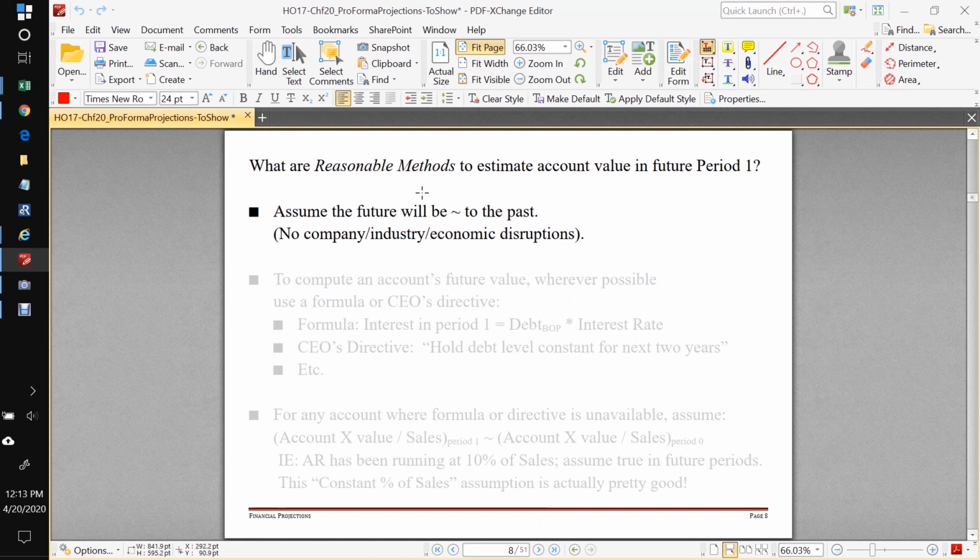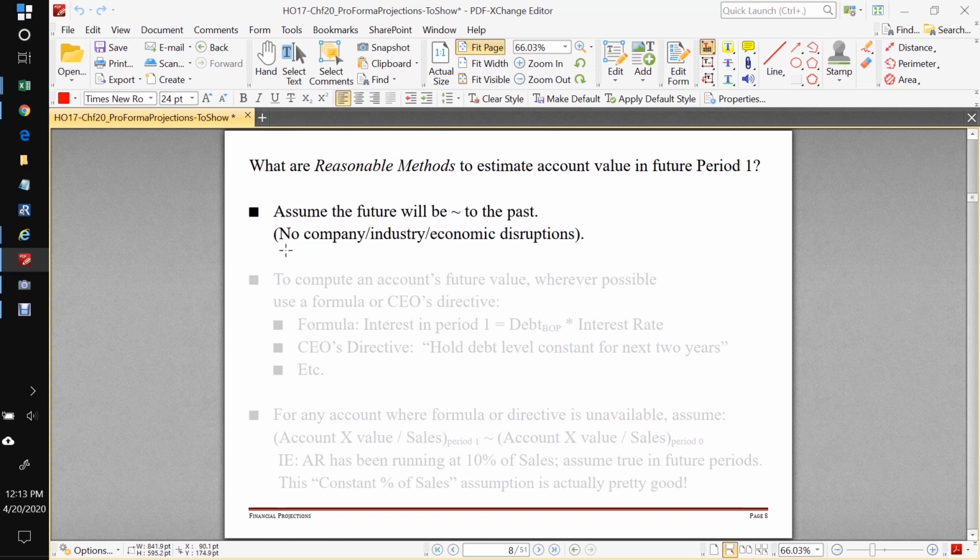So what do I mean by reasonable methods? We're going to use reasonable methods to estimate account values. In general, for us, this is not true for super sophisticates working at Blackstone or private equity firms doing special deals, but for general case basic stuff, a good place to start is we will assume the future looks sort of like the past.